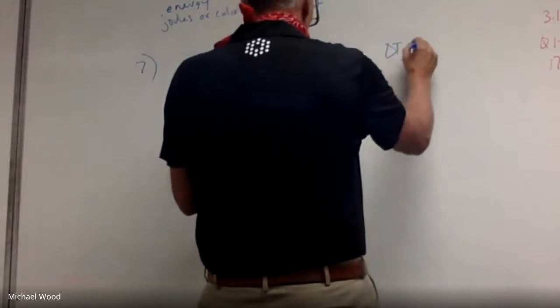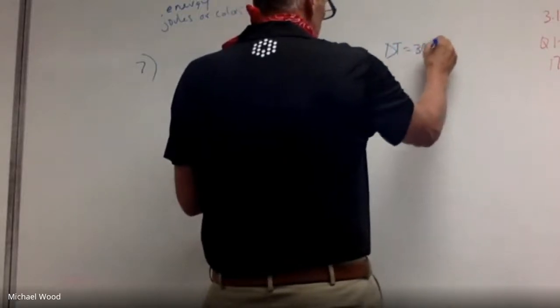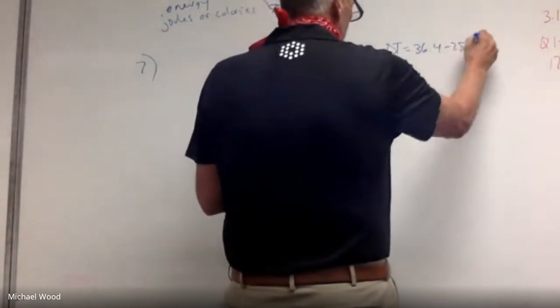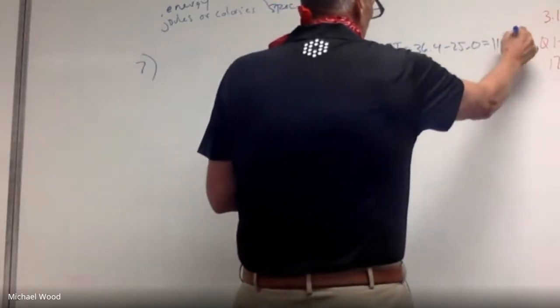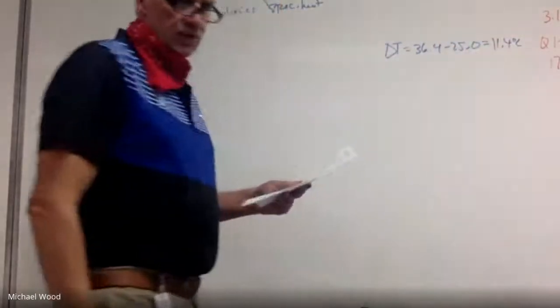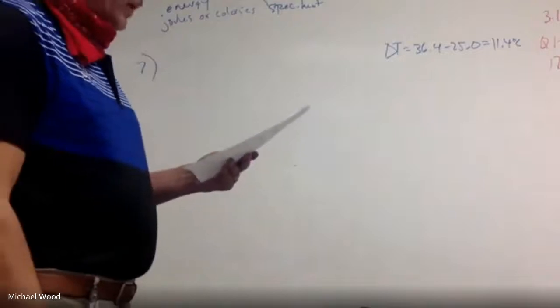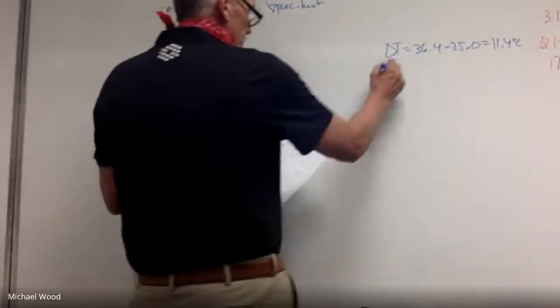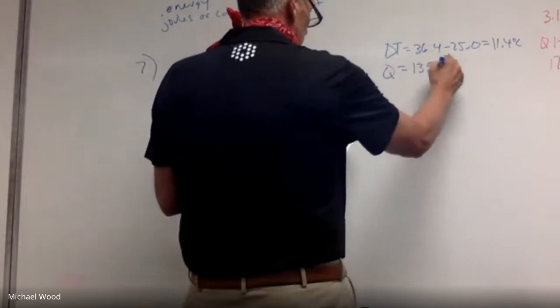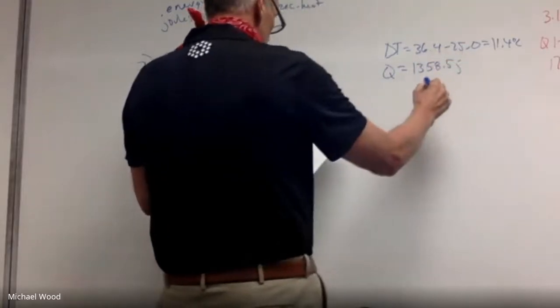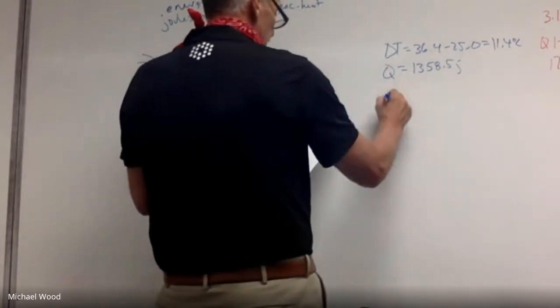So the delta T is 36.4 minus 25. And I always just want the change in the temperature, and I'm not looking for the sign right now. I just want to know the value. It absorbs, they tell us Q, and this one's in joules. And like I said, the ones in the book, they're always going to be in joules. And then mass is X.